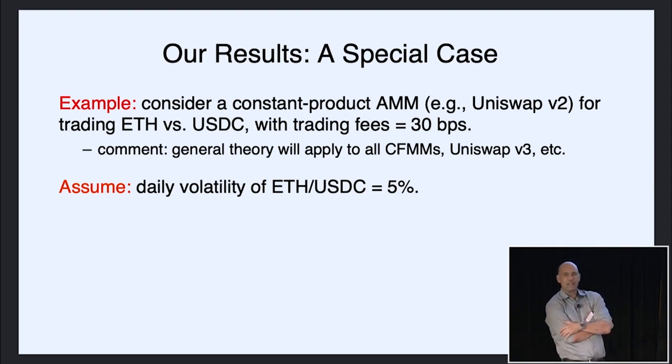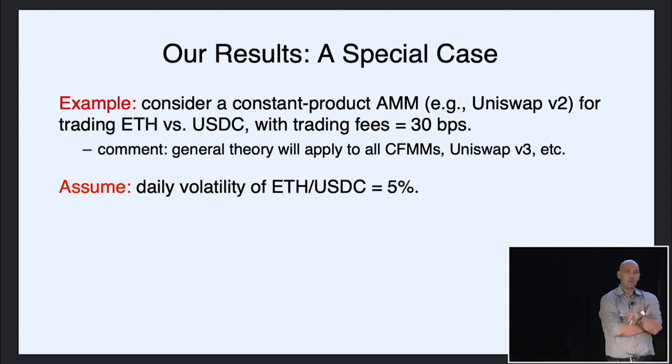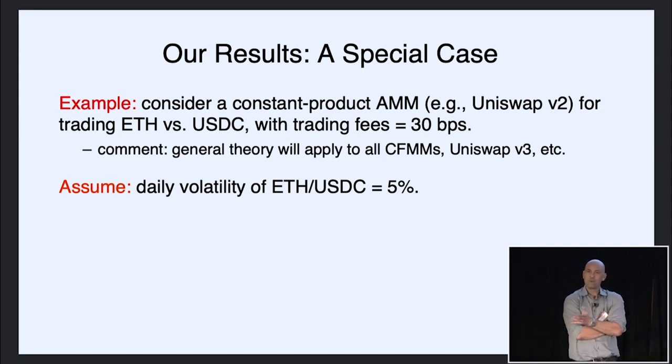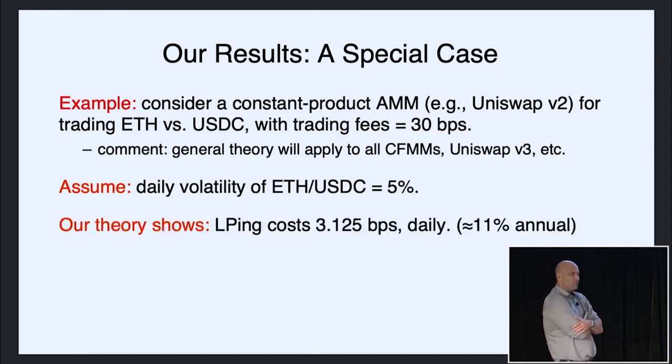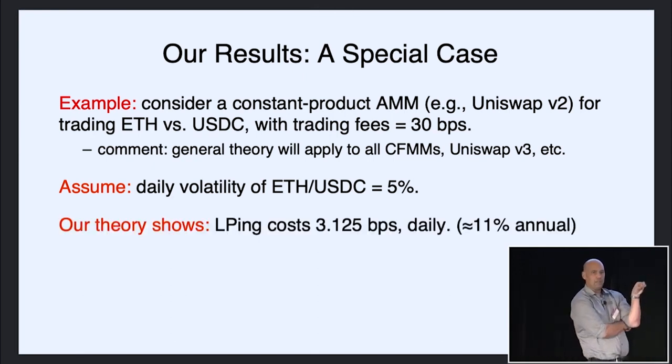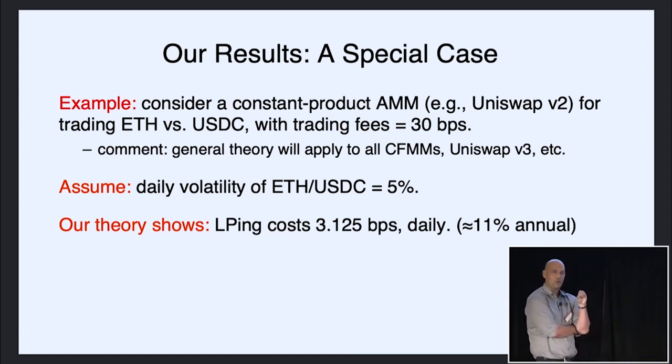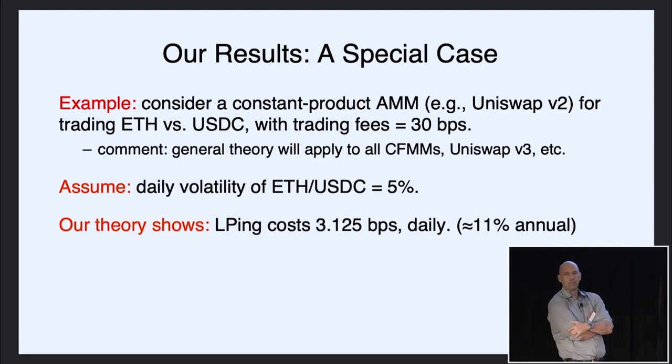Let's think about a fixed trading fee, just 30 basis points. An important parameter for us is going to be the volatility of the risky asset, in this case ETH. Let's take 5% daily volatility, which is a reasonable number for ETH typically. You can plug all this information in as inputs into our theory, and it will spit back out an exact predicted cost of providing liquidity to that pool: namely 3 1/8 basis points per day, which on an annual basis would correspond to an 11% loss of your assets. Now, it's nice to have a number, but how should you feel about the number? Is that number big or small?